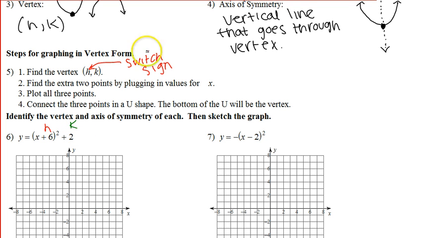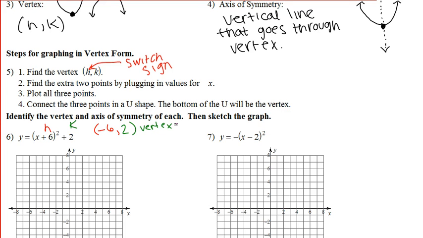Now what I have to remember is that when I'm finding my h, I switch the sign. So this is a positive 6 inside here. My h will switch this sign, and h is a negative 6. My vertex is at negative 6, comma, my k is this number out here being added or subtracted, and we don't switch the sign on k, it stays positive 2. So this is my vertex, negative 6, comma, 2.